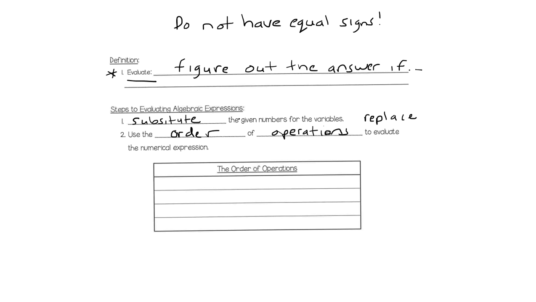So when we start off, it's going to be an algebraic expression. It's going to have variables. But then we're going to substitute the given numbers for the variables, or replace those, and then we're going to use the order of operations to evaluate or simplify the numeric expression. So remember, order of operations includes doing parentheses first, then exponents, then all divisions and multiplications, working left to right, whatever comes first in your problem, and then all subtractions and additions, working left to right.